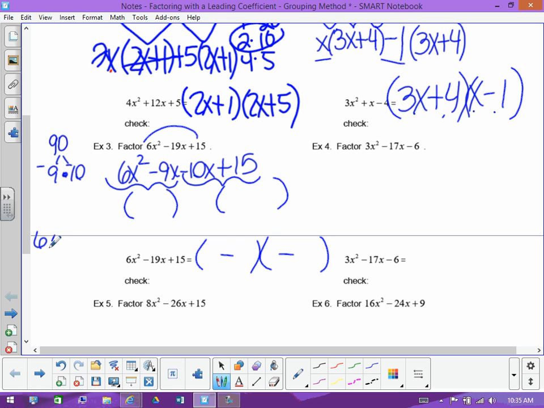Okay, I have 6x squared minus 9x. What's the largest number that goes into 6 and 9? 3. So I have 3 times 2 with 2 x's. I have 3 times 3 with 1 x. So if I circle my common factors, what do we have that's in common? The 3 and the x. So 3x, I have 2x minus 3 left over. And this is going on the side over here. Some of you may need to write that, some of you may not.